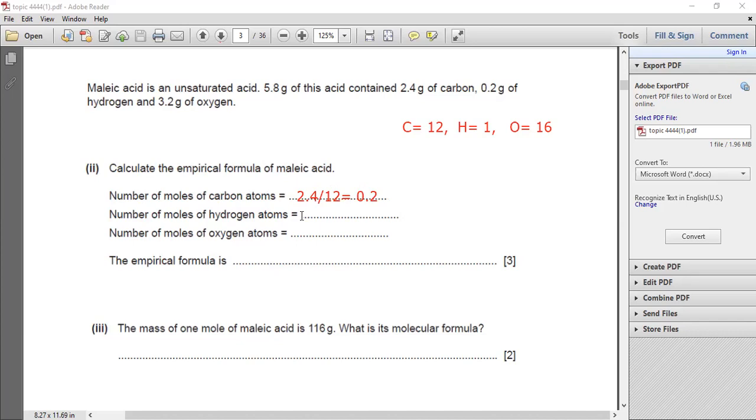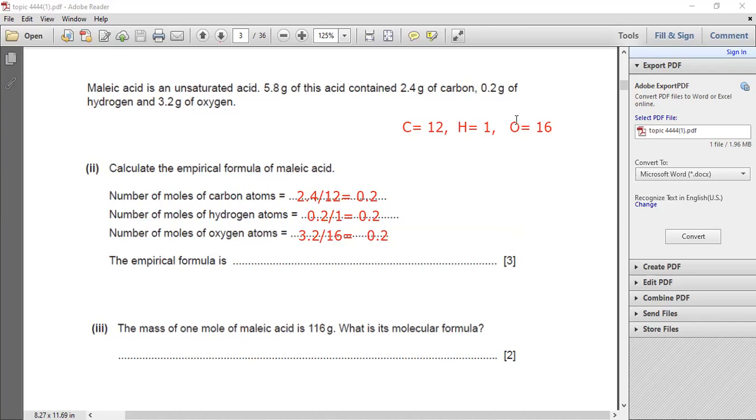Hydrogen. Yes, hydrogen is 0.2 gram divided by 1 equals 0.2. Number three, oxygen is 3.2 gram divided by 16, equal to 0.2 also. 0.2. Now, what do you have to do?